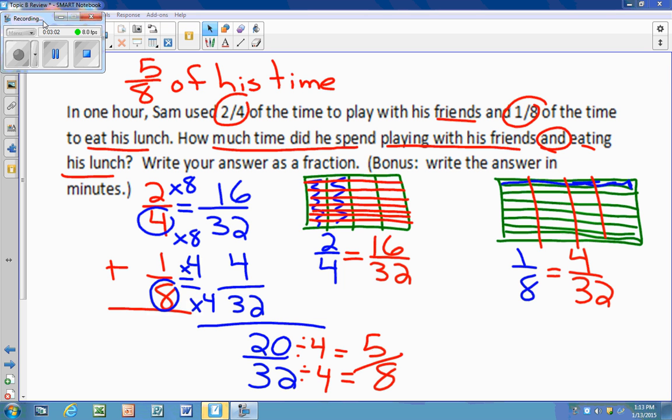So another option that we can do here is that we can figure out our bonus. It says to write the answer in minutes. We know that he spent 5/8 of his time, so there's a total of 8/8. And we know that there's 60 minutes in that 1 hour we are talking about here. So he really is doing 5/8 of 60 minutes.